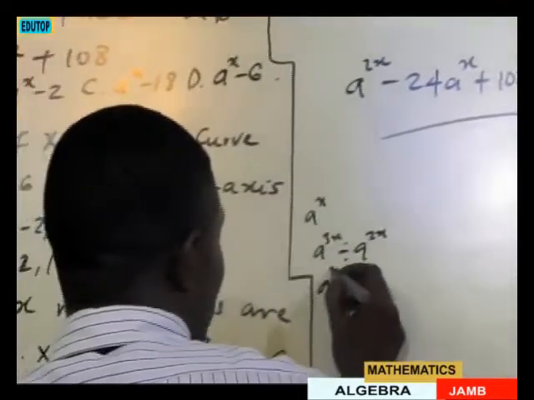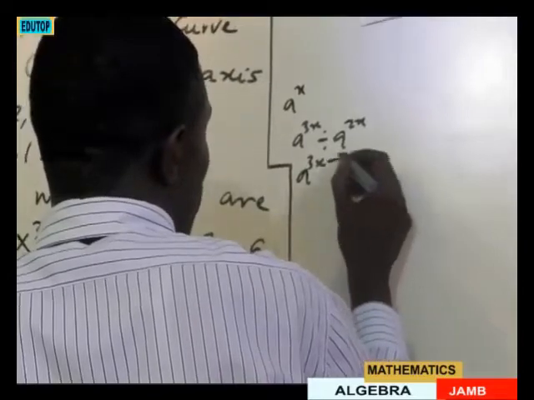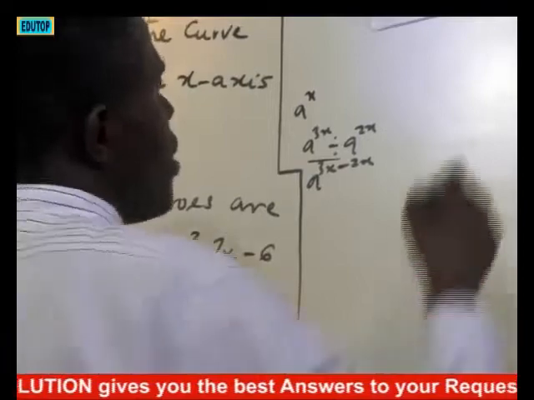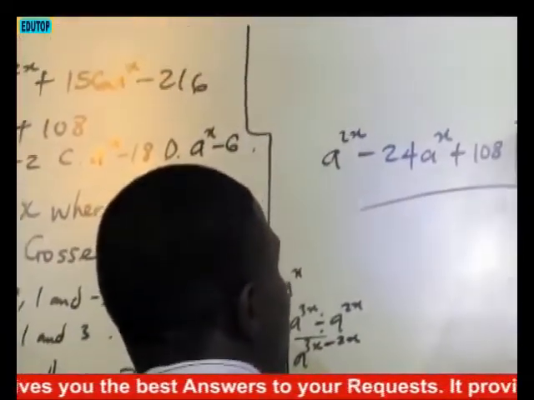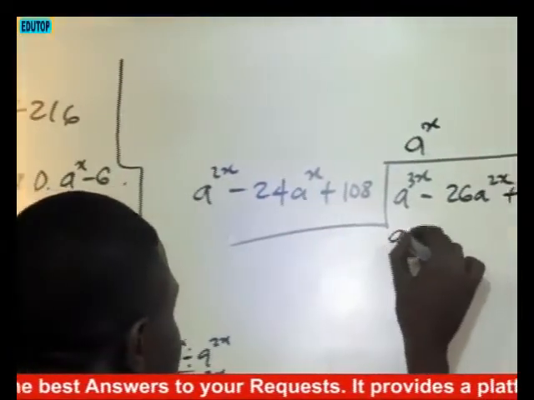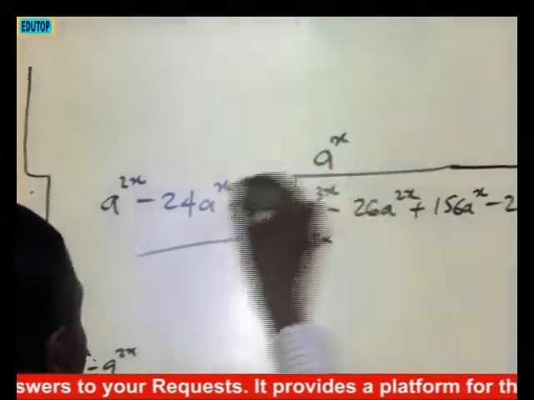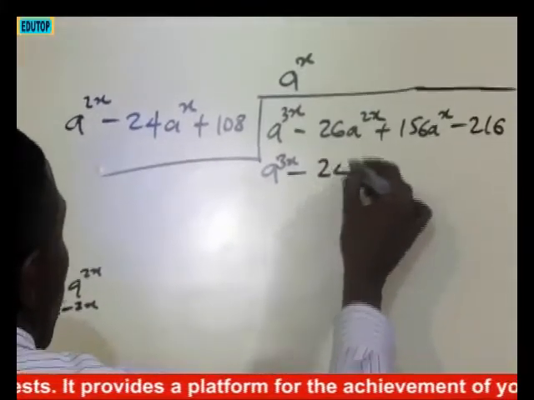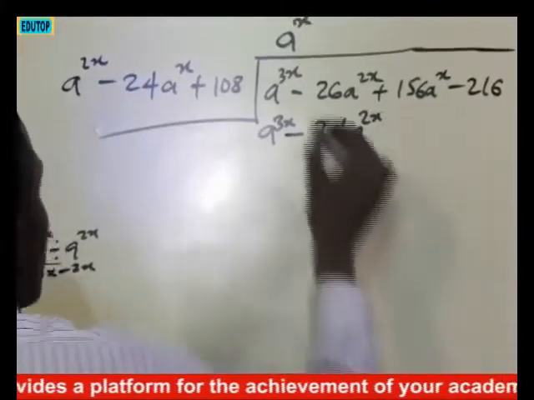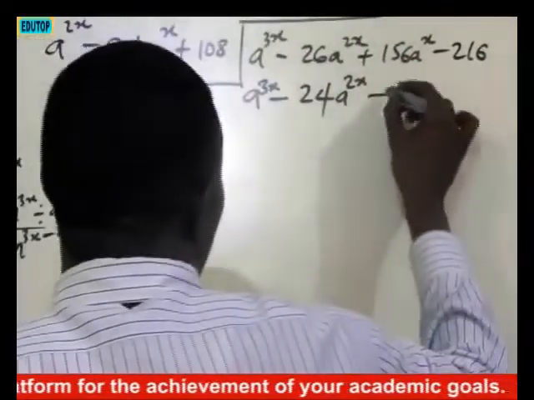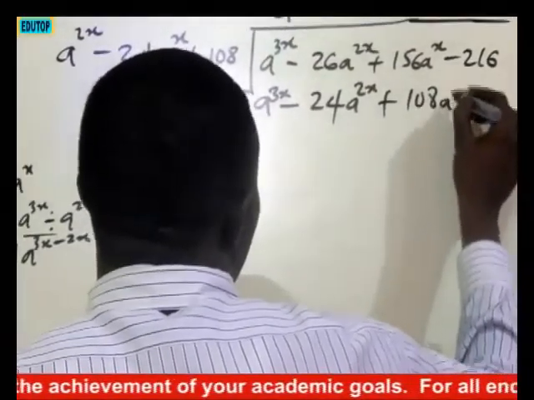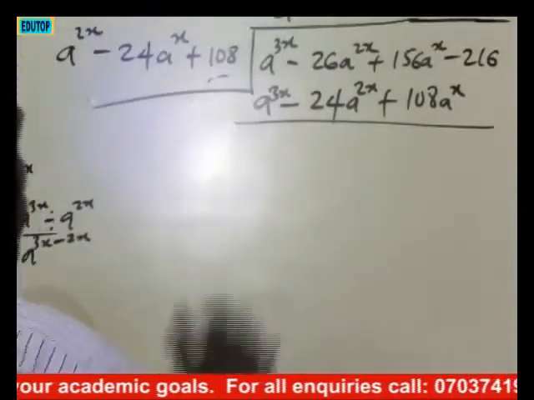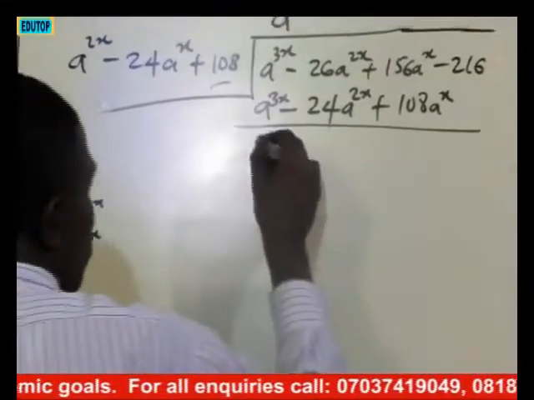It's the same thing as saying a raised to power 3x minus 2x. I love indices. So I have a raised to power x. So a raised to power x times this will be a raised to power 3x, times this minus 24 a raised to power 2x, and then you multiply this. Then this times this, plus 108 a raised to power x. So I will subtract. So this minus this, it goes 0.